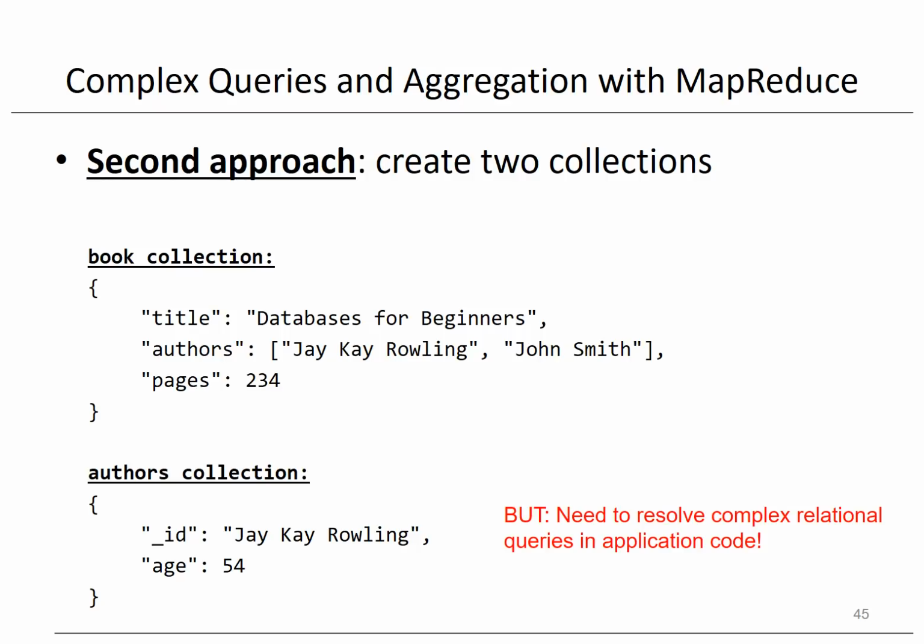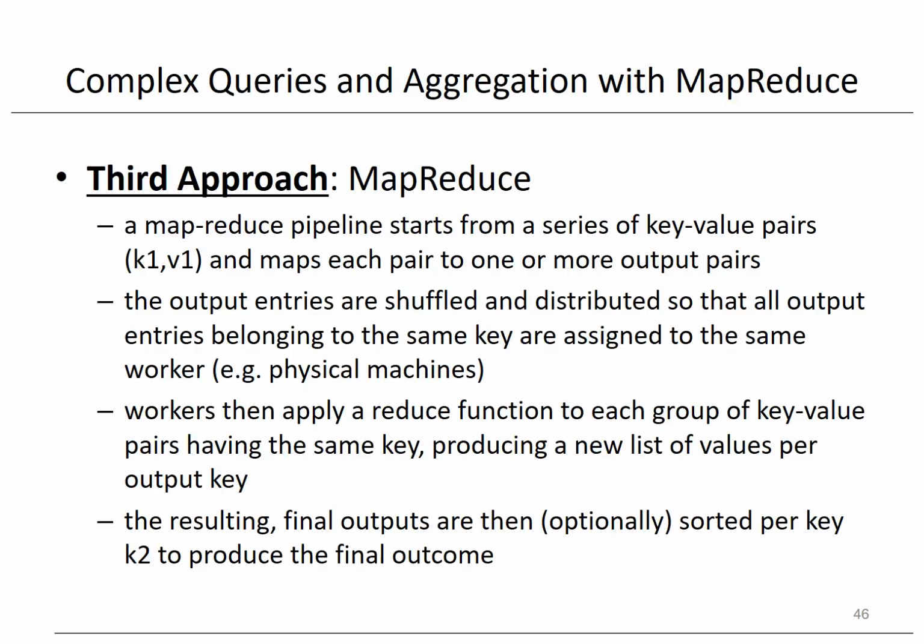A second approach is to create two collections, as you can see here. This approach has the downside that most document stores will force you to resolve complex relational queries by hand at the level of your application code. A third approach to perform complex queries and aggregations is to use MapReduce.